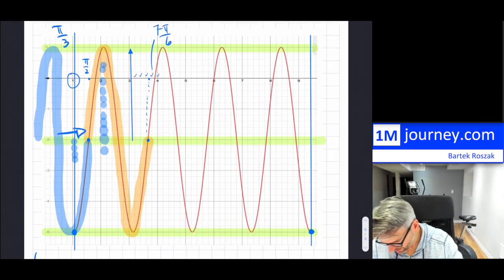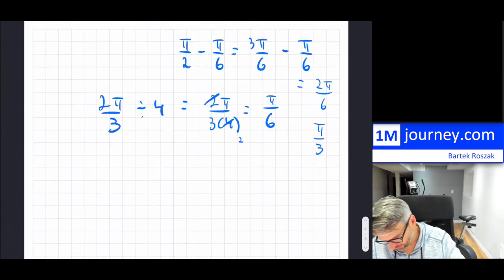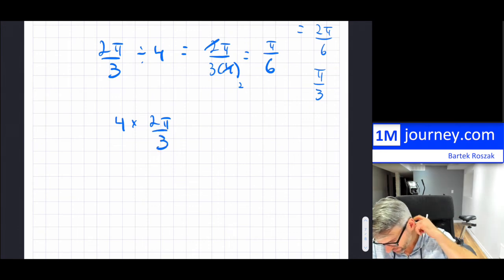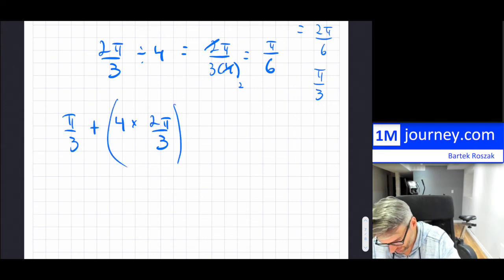Now, how many cycles is that? 1, 2, 3, 4 cycles. So 4 cycles, so 4 times the period, right? From your starting point, which was pi over 3. So 4 times the period. So that's what it's going to be. This is brutal.